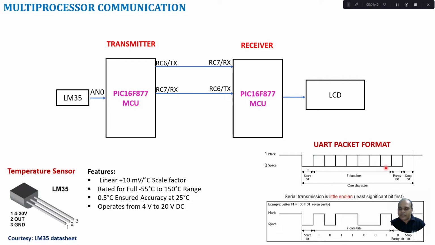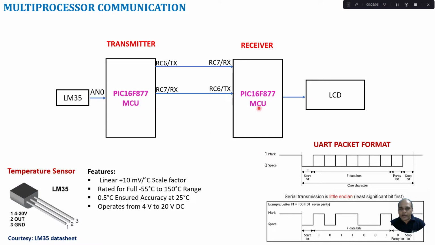After the MSB data, we have a parity bit. This parity can be an even parity or an odd parity. Usually an even parity is represented by bit 0, and an odd parity by bit 1. Then we have a stop bit, which goes from 0 to 1. Here logic 0 is represented by 0 volt and logic 1 by 5 volt.